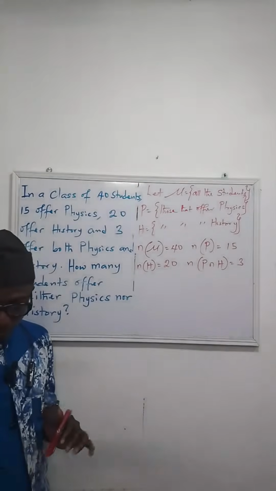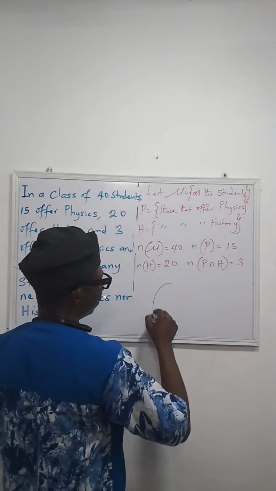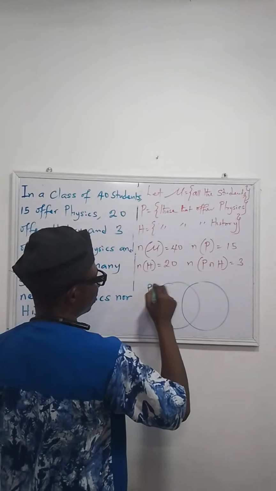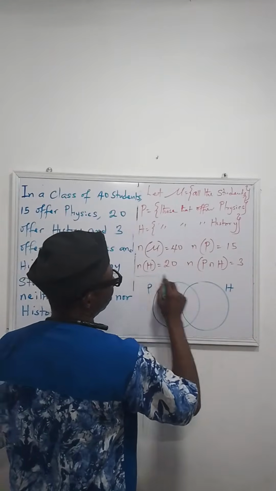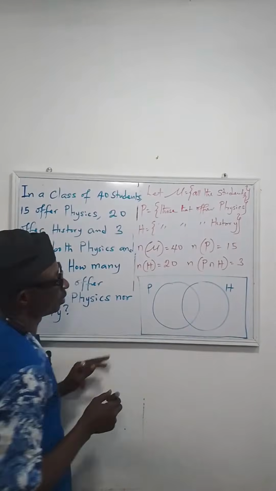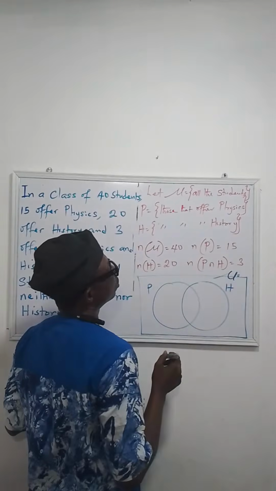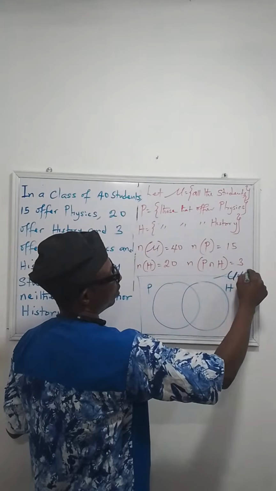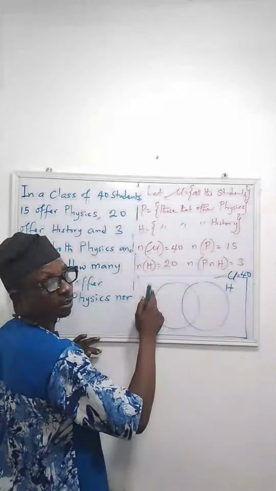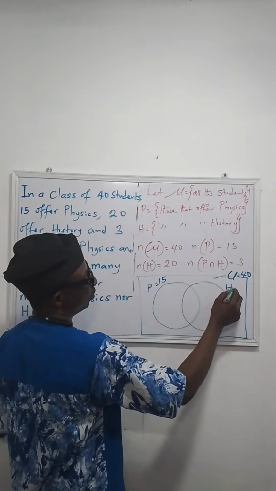So now we are going to draw the Venn diagram to illustrate this. So we have the two subsets, that's set P and set H. Okay, the rectangle is the universal set. And that is what? 40. Total number here, 40. Now, the total number of students that offered physics, how many are they? 15. So you put it here. What of history? You have 20.